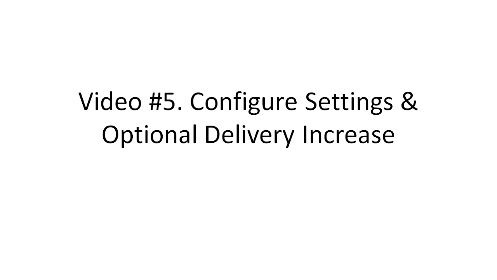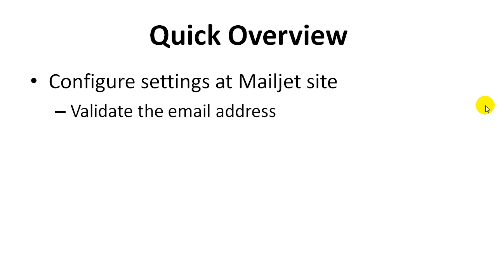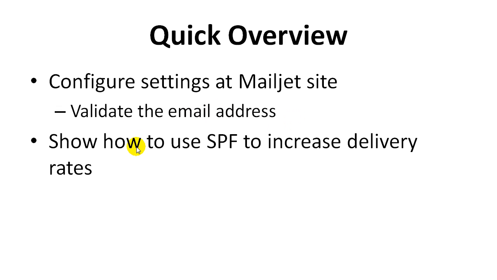We're going to talk about configuring the settings and the optional delivery increase. I'm going to give you a quick overview of what it's going to look like. We're going to configure the settings at the Mailjet site. We're going to integrate the email address and validate it. And I'm going to show you how to use SPF to increase the delivery rates.